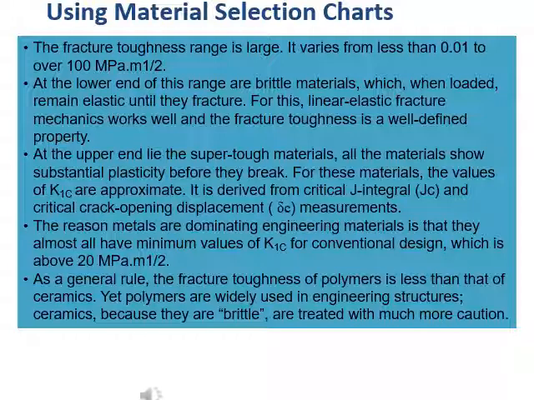The reason metals dominate engineering materials is that they almost all have minimum values of K1C for conventional design, which is above 20 megapascal meter square root. As a general rule, the fracture toughness of polymers is less than that of ceramics. Yet polymers are widely used in engineering structures. Ceramics, because they are brittle, are treated with much more caution.